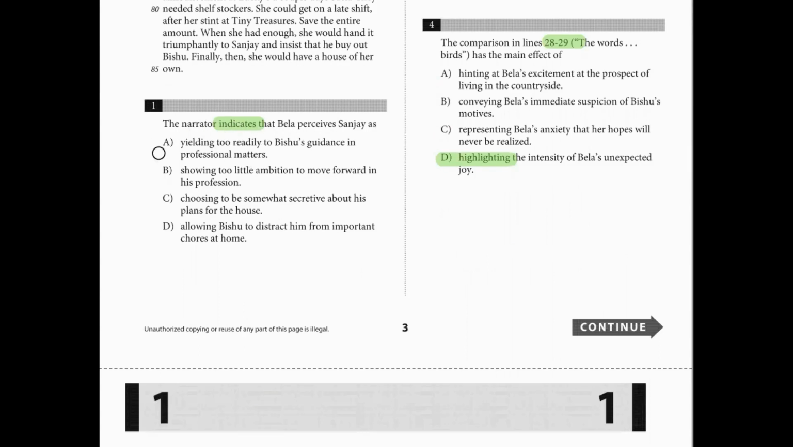So with that, what can you say? What could be the answer? Yielding to readily. Yes, it's option A. Got it. So this is basically a factual question. You can see the nature of the question, right? The narrator indicates Bella perceives Sanjay as what? As a person who is clearly giving into Bishu's guidance. Clear?